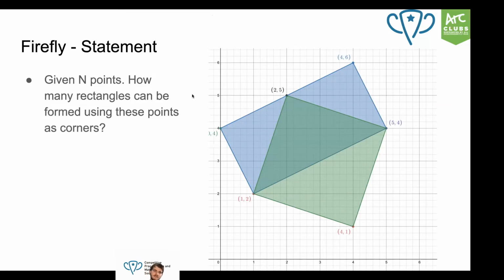When attacking this problem, the bounds are up to 1,000 points. And n up to 20 gave you like 25%, I think. So for n up to 20, you could just brute force n to the power of 4: try every possible set of 4 points and then check whether they form the corners of a rectangle. That involves doing some maths.